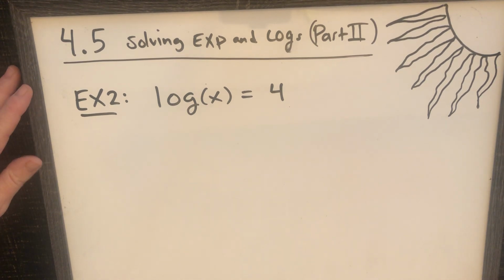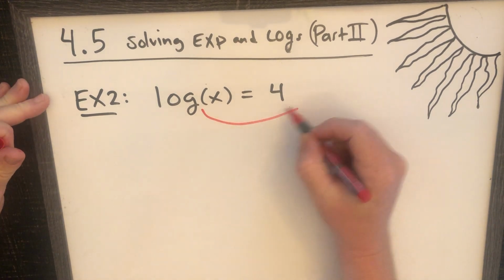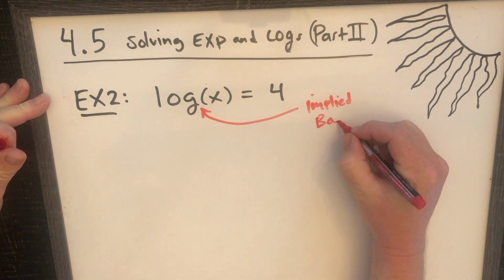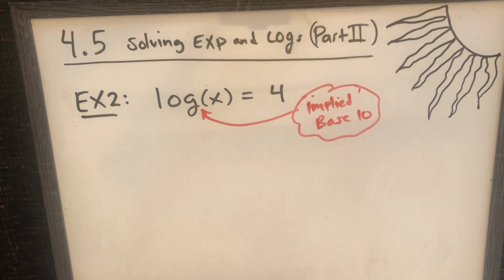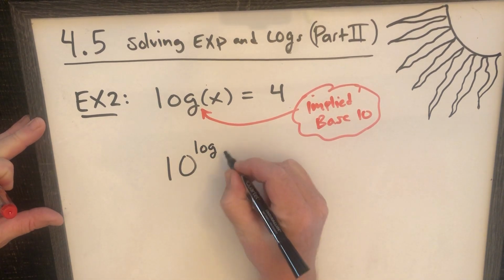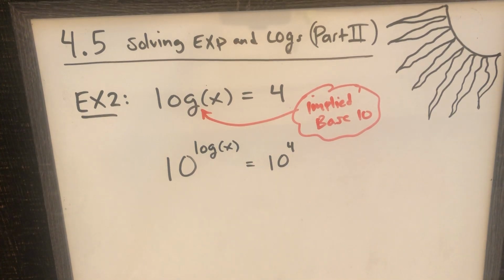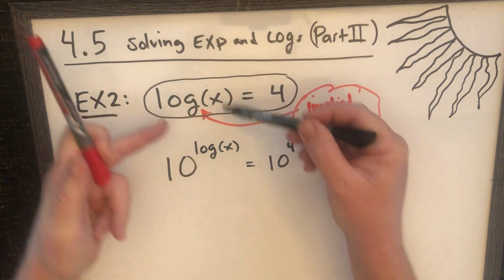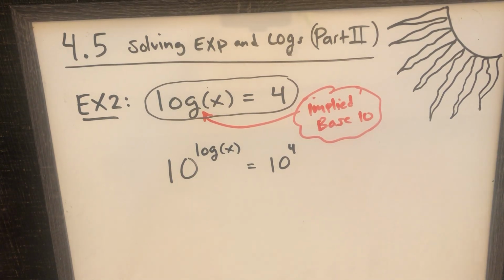So log of x is equal to 4. It is implied that this is base 10. So similarly, we are going to raise both sides to the base 10. It's as if your equation is an equation of exponents. So the log x becomes the exponent on the left-hand side, the 4 becomes the exponent on the right-hand side.